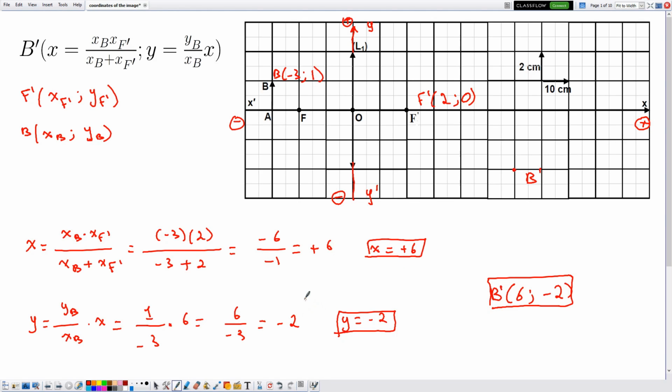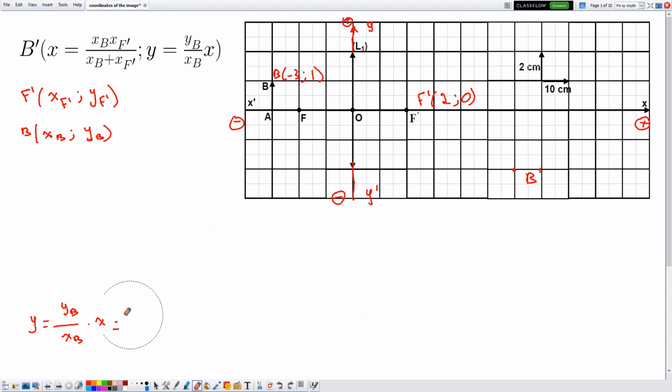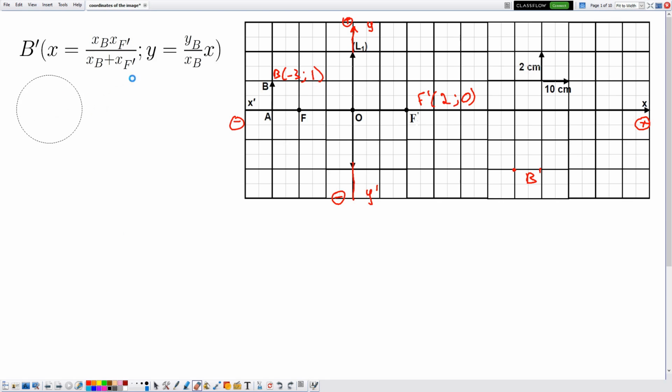But notice that this method is not part of the answer. Okay, so after we have now located the point B prime, we must erase this, because this is not considered as part of the answer.